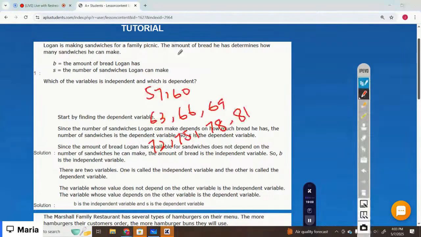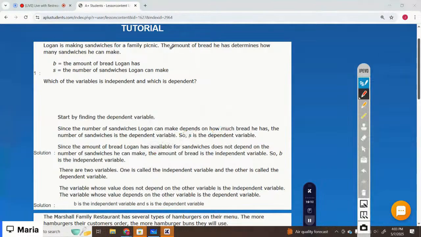Just read this line again. The amount of bread determines how many he can make. Right? So that means the sandwiches are dependent, the bread is independent.